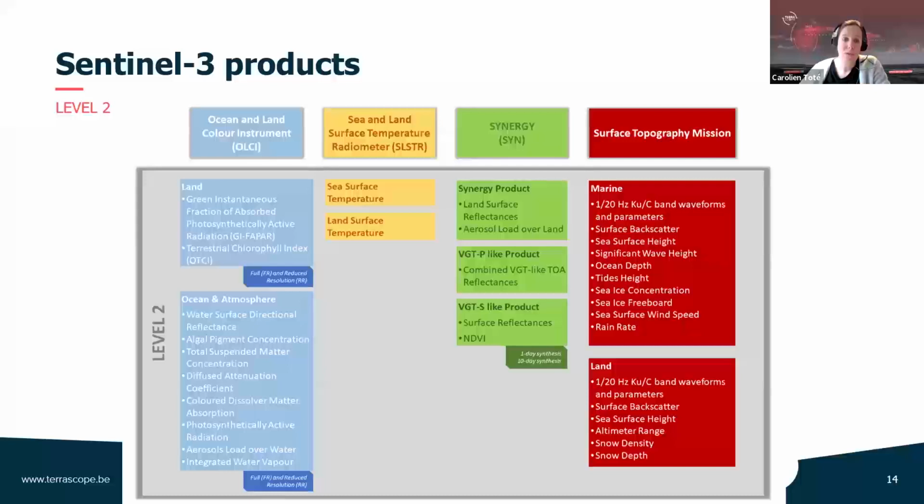You have also synergy products. So these combine measurements from the OLCI and SLSTR sensors. The main synergy product is the land surface reflectances of all OLCI and SLSTR channels. There is an aerosol product. And then you have the VGT-like products. There is a VGP-like product, combined VGT-like top of atmosphere reflectances. And there are VGT-S-like products. These are the synthesis products at 1 day and 10 day composite periods of surface reflectances and the NDVI.